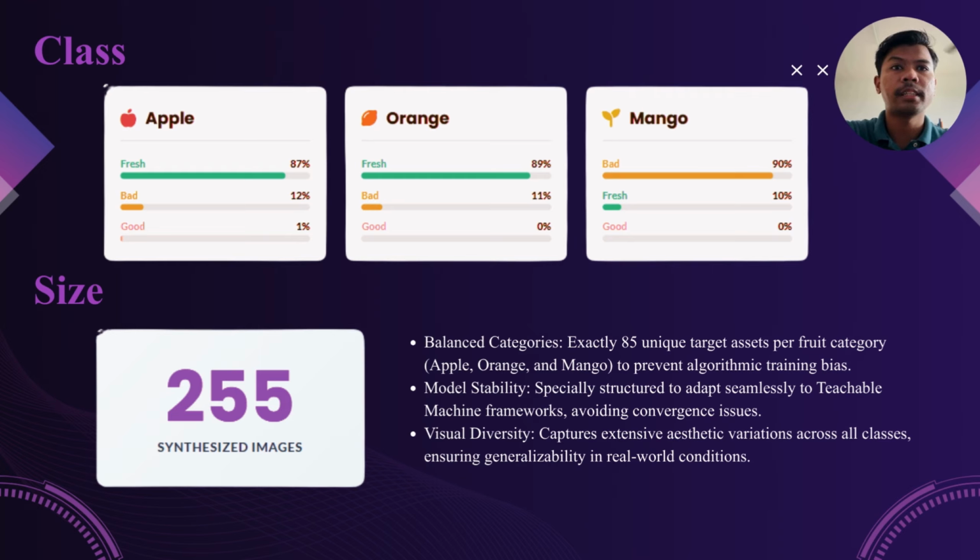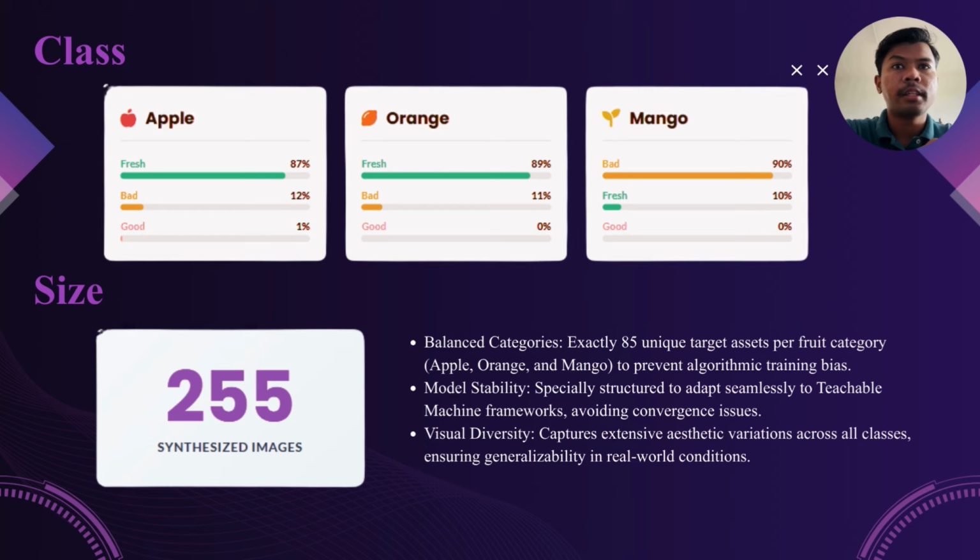The second one is dataset size. In total, our dataset contains 255 synthesized images. This was achieved by using 85 images for each fruit category, resulting in a balanced dataset. The third one is balanced category. Having an equal number of images for each fruit prevents the model from becoming biased toward one particular class. This helps improve fairness and classification performance.